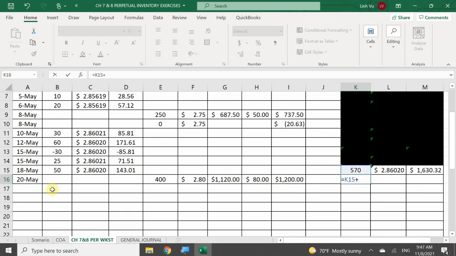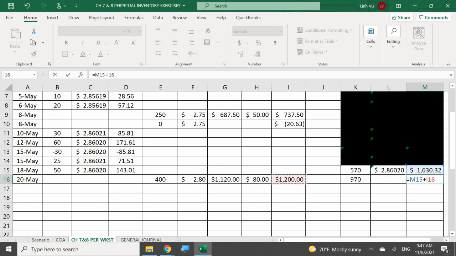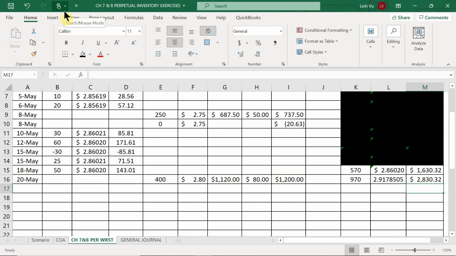Okay. So then now let's update my inventory, because now I just increased my inventory. So how much should I have now? 970 units at a new total cost of $2,832. Good. Which then my new average cost has now increased by 5 cents, right? It went from 2.86 to 2.91. Okay.